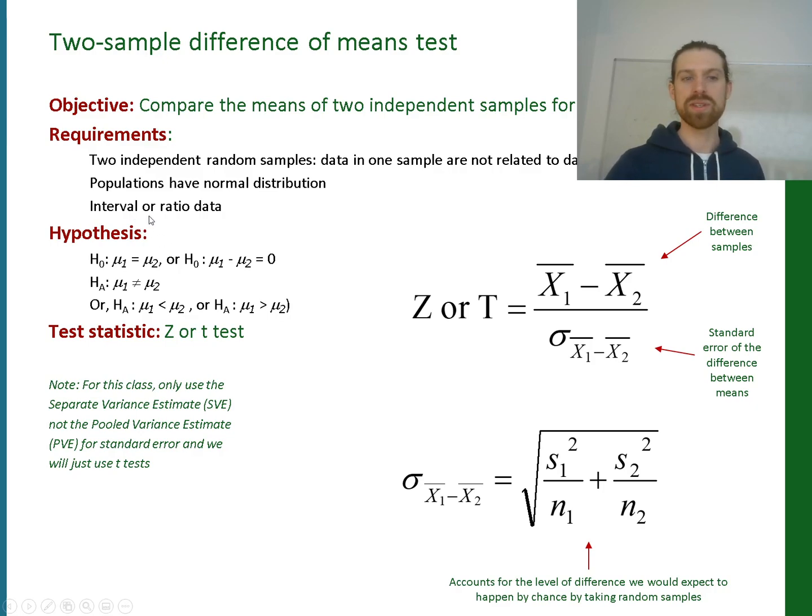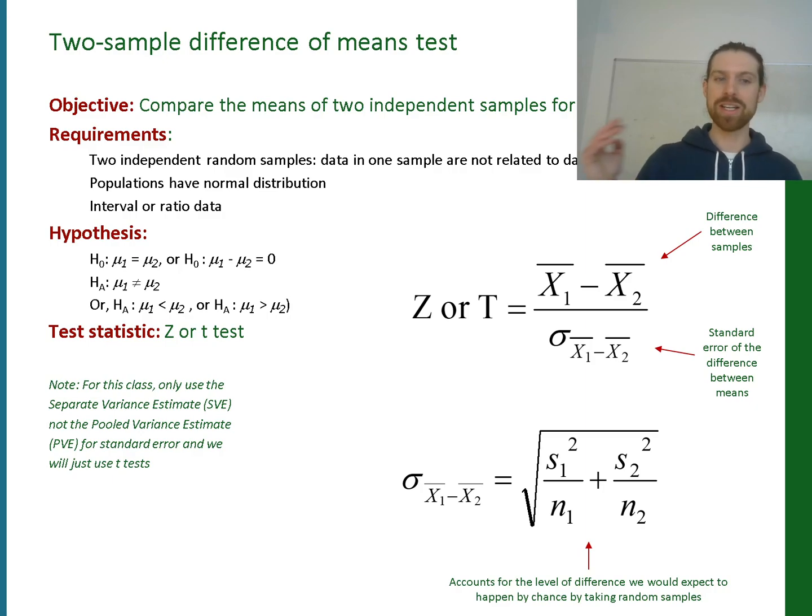So I mentioned before, this is just for interval or ratio data, so we can't use ordinal or categorical data here. The hypothesis is fairly straightforward. The null is that the mean of the first sample and the mean of the second sample are equal to each other. Whereas the alternative hypothesis would indicate that you would not expect them to be similar, they would be significantly different. And this could be two-tailed, so you don't specify the direction of the effect. You're not saying whether it's higher or lower, you're just saying they're different.